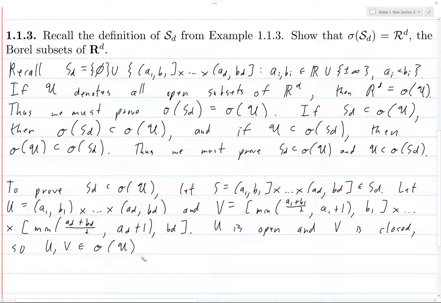And so U and V are therefore both elements of the sigma field generated by U. Because remember, sigma fields have to be closed under complements. So the sigma field generated by U not only contains all open sets, but it also contains all closed sets, because closed sets are complements of open sets. Okay, so thus S is U union V. So it's a union of two sets in the sigma field generated by U, but the sigma field generated by U is closed under countable unions. So this is an element of the sigma field generated by U.